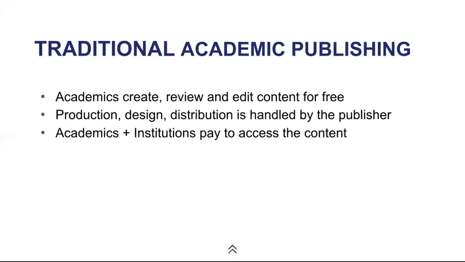So to get a bit of understanding about how we work, I want to move back a little bit and share how traditional academic publishing works, because this is not the model that we follow at all. Generally, academics create, review, and edit content for free. They then pass off this material to a production company, a journal company, that then produces designs and distributes this work. Academics and institutions then pay to access this content.